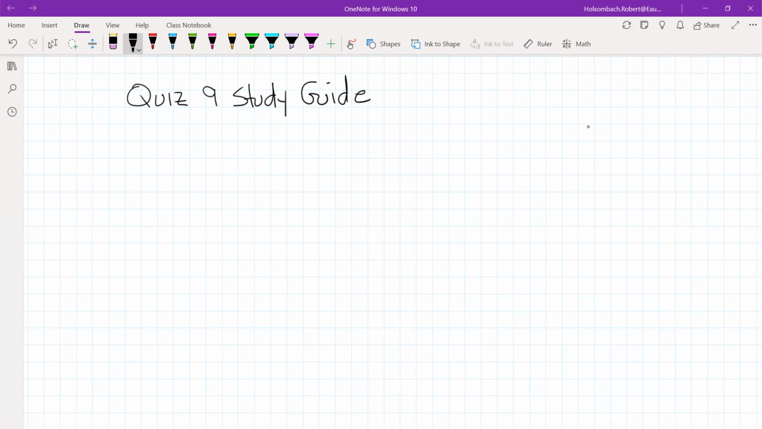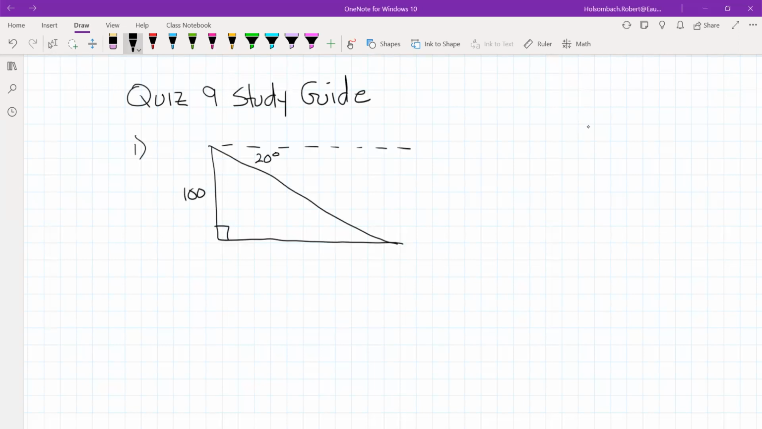So here we go with short answer. Problem number 1. We are finding the value of x, and we've got this triangle. Angle of elevation is 20 degrees. And we're looking for the hypotenuse.